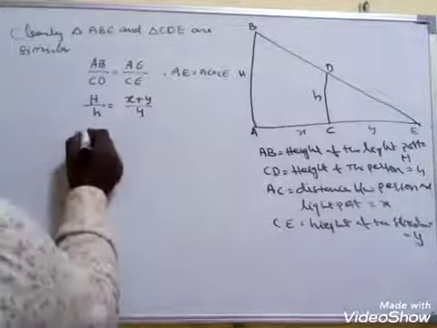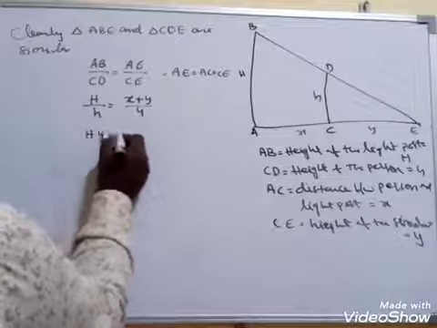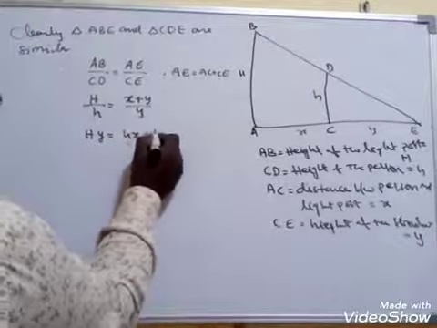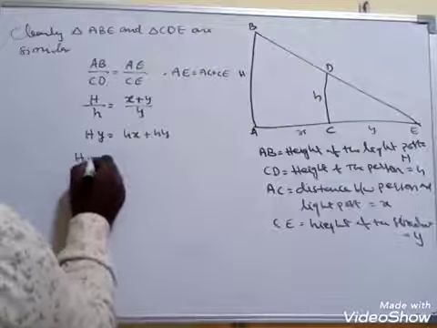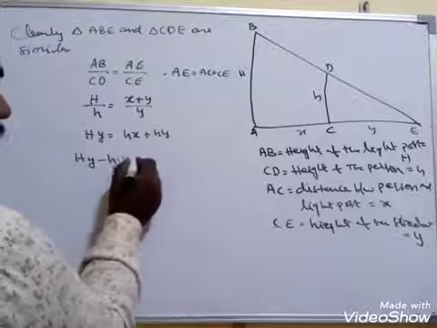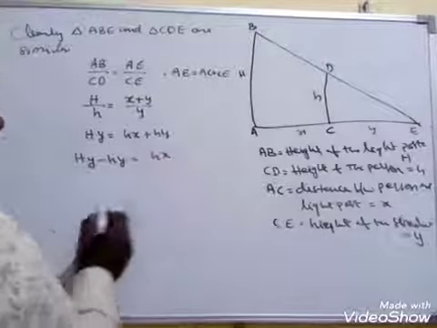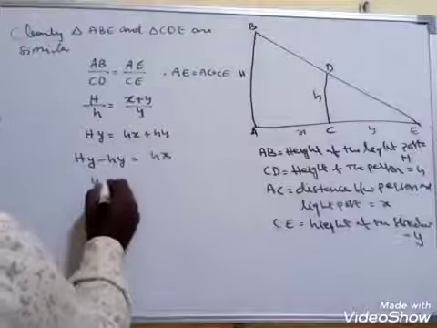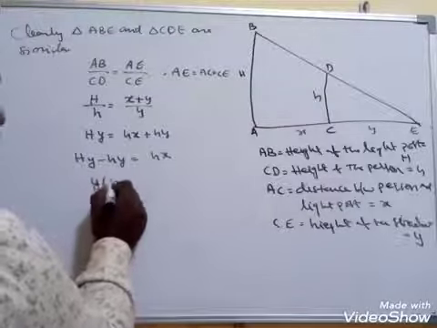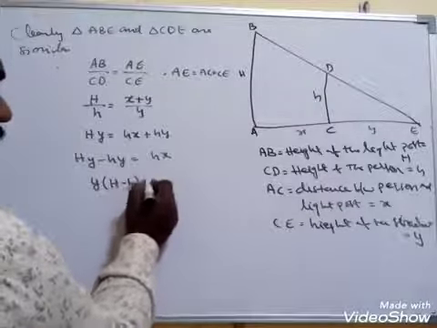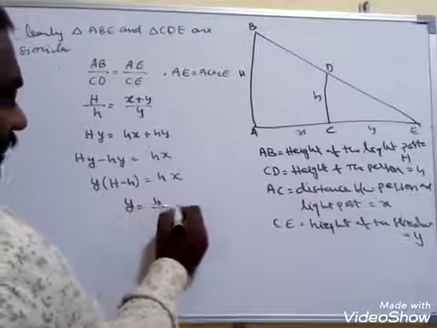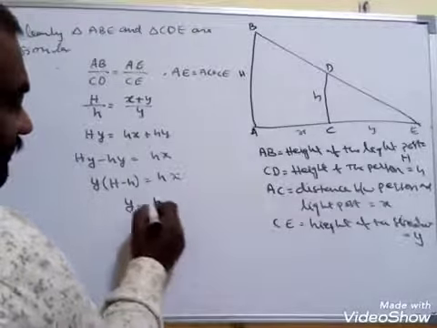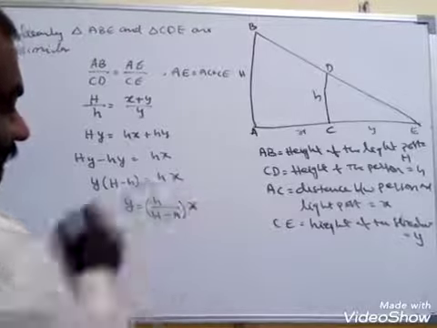Take the cross multiplication. You are going to get Hy is equal to hx plus hy. Take the y terms to one side. Then Hy minus hy is equal to hx. Now take y common. If you take y common, what you get here is y into H minus h is equal to hx. Finally, y is equal to h by H minus h into x.